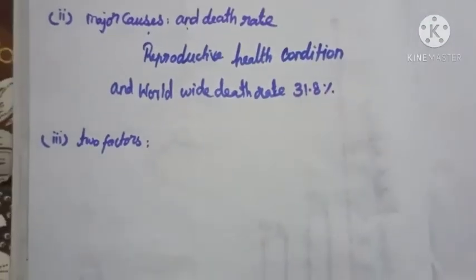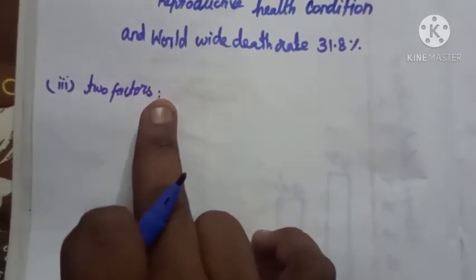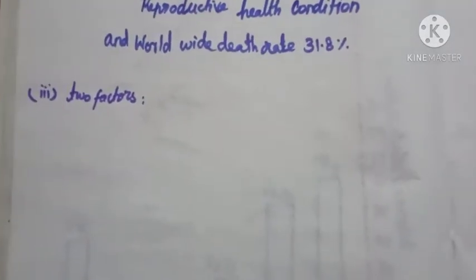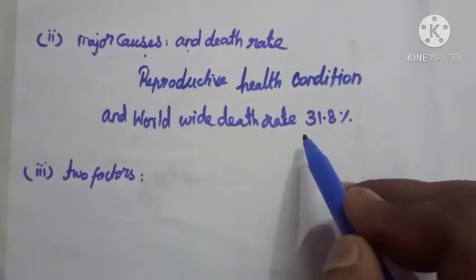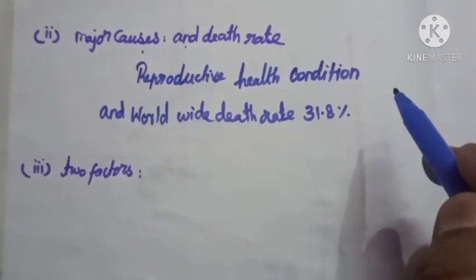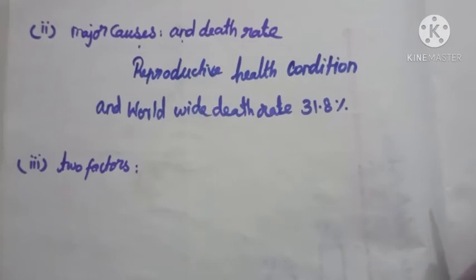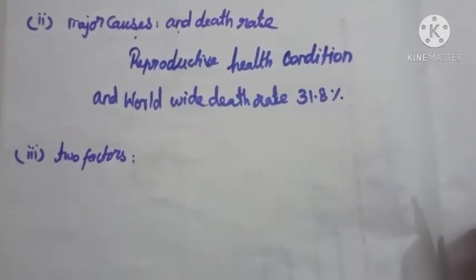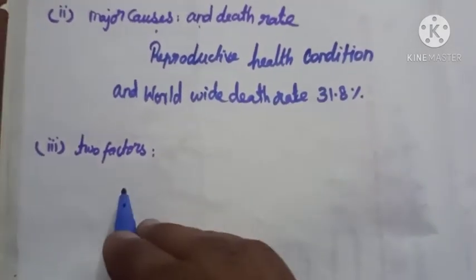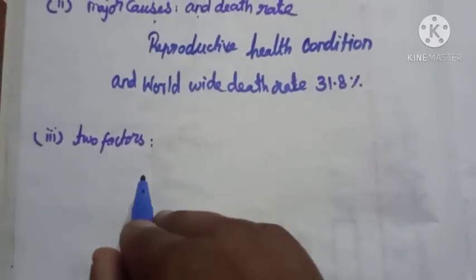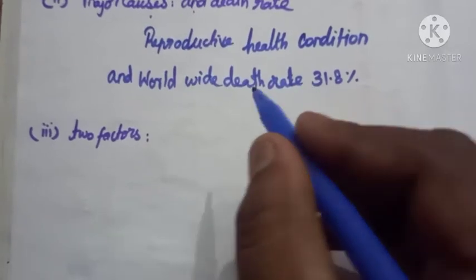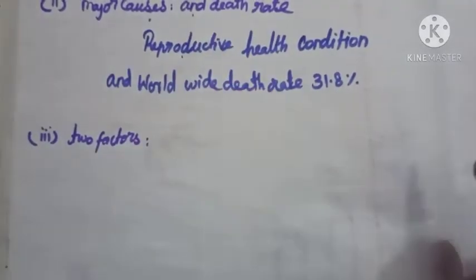And next, what we need to discuss? We need to discuss two factors: the reasons why this many women died because of reproductive health conditions. What is the reason? In a live session, we need to discuss, and each and everyone should give the reason why people die because of reproductive health conditions.